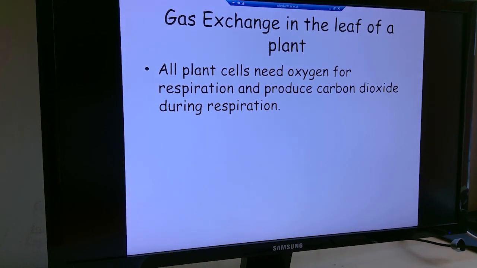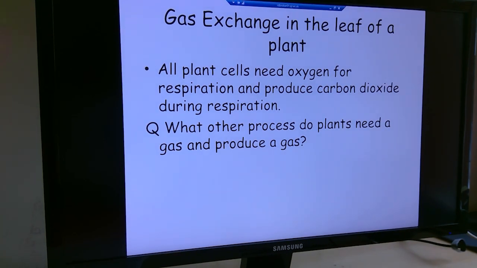So, gas exchange in the leaf of a plant. Well, all plant cells need oxygen and they need that for respiration. So you've got to be very careful here, okay? It's not that plants don't need oxygen for respiration, they do. And they need that all the time because they're always respiring, okay? And they also produce carbon dioxide during respiration, so they've still got that waste product as well, just like the rest of living organisms.